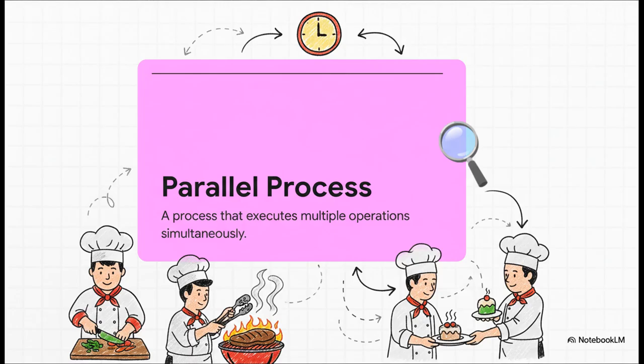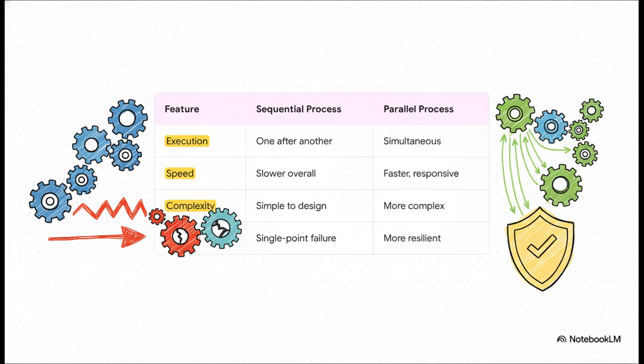But what happens when you need speed? What if you need to be responsive? Well, that's where the parallel process shines. Just picture a crazy busy restaurant kitchen. You don't have one chef doing everything one step at a time. No way. You've got multiple chefs working in parallel. One's chopping veggies, another's searing a steak, a third one's plating dessert, all at the same time to get that food out fast. Okay, so let's break down the trade-offs here.